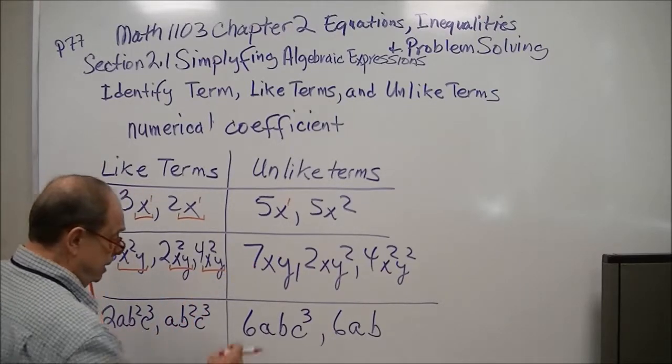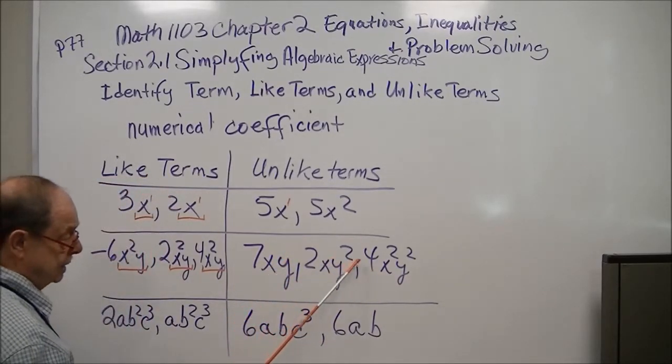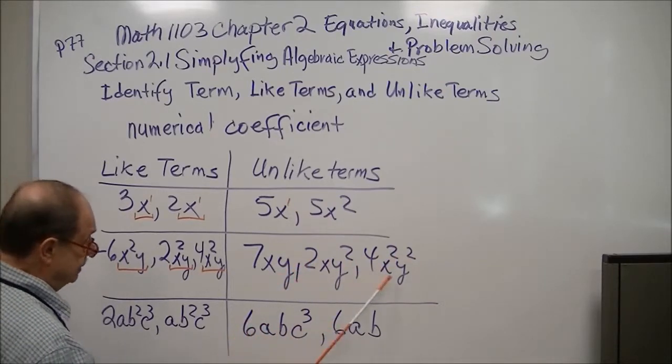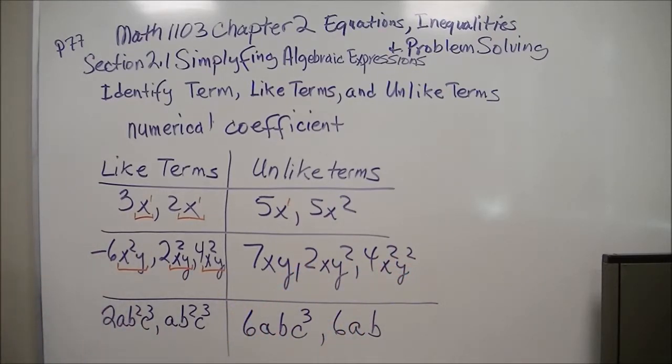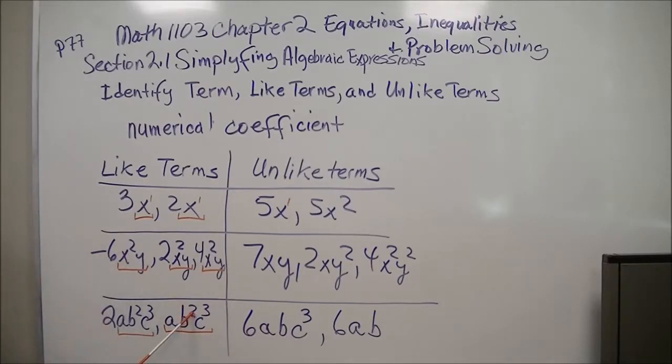So here, these have xy, but they're to different degrees, different powers. So these are not like terms. Here, our variable is ab squared c cubed. ab squared c cubed, these are like terms. Now here, this has ab, but this one is a c cubed, this one doesn't have it. So again, like terms, unlike terms.